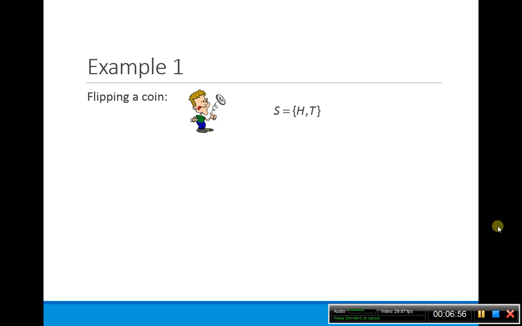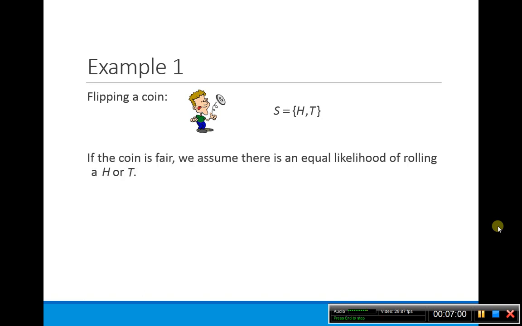So for example, flipping our coin, our sample space was H, T. If the coin is fair, we assume there's an equal likelihood of flipping an H or a T. Not rolling, because we're not rolling a coin. So if the event is H, then the probability of getting an H would be just 1/2. And again, if the event was T, the probability of getting a T is 1/2. Probability of heads is 1/2, probability of tails is 1/2.